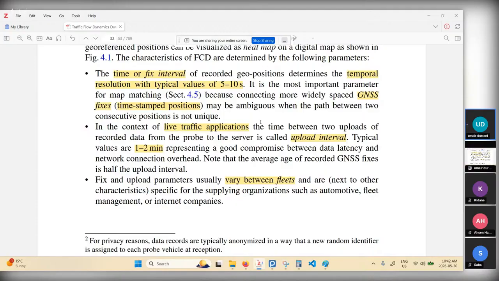In the context of live traffic applications like Google Maps, we also look at the upload interval. So how quickly is the position uploaded? And here they mention that that's typically 1 to 2 minutes.